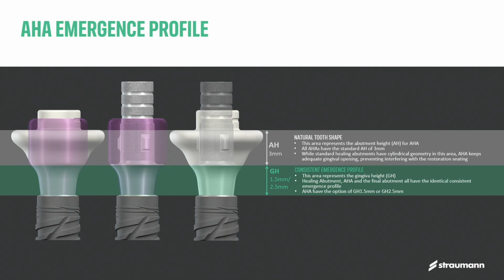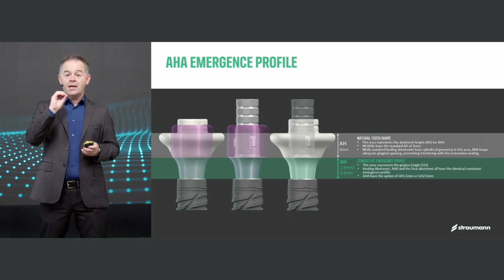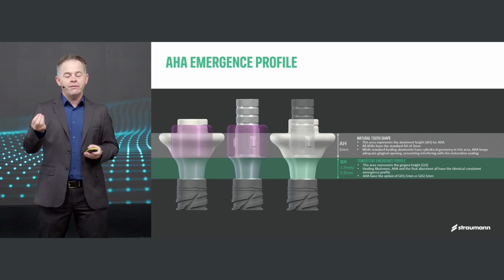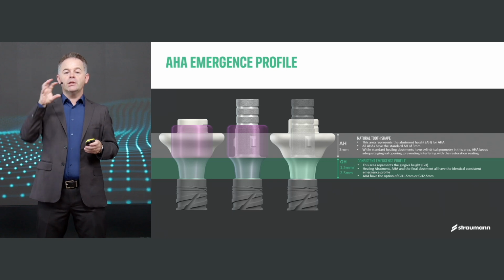Now, looking at this slide, you can see clearly the difference. We keep the consistent emergence profile at the base of the component, but the flaring already gives the emergence profile of the future crown. You see, when we overlap the components with the healing abutment and with temporary abutment migrating towards the final crown, it matches, including the emergence profile of the gingival height, but already gives the emergence profile of the future crown. This is a huge benefit that your patient will never suffer anything when you remove this component to place the crown.